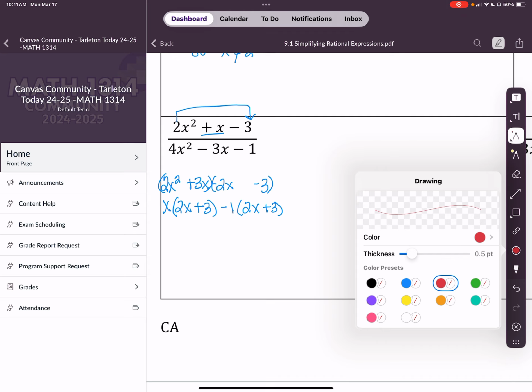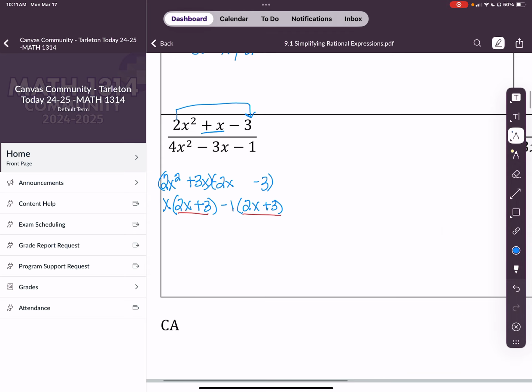And so now we have the same thing in the parentheses. So we're doing good. So our numerator here is going to be x minus 1 times 2x plus 3. Okay, that's our factors for that. Okay. We're going to do the same thing to the denominator. We have to do slip and slide.